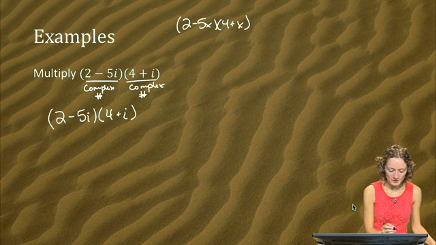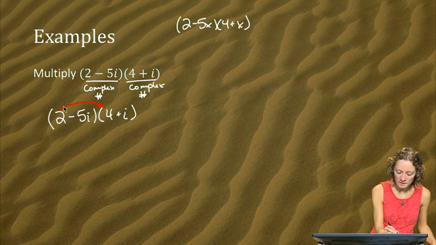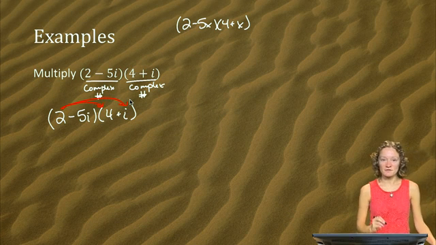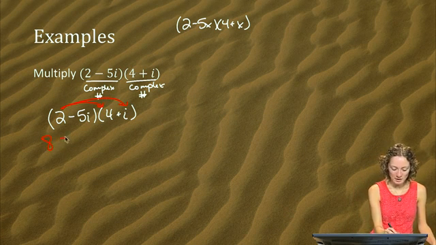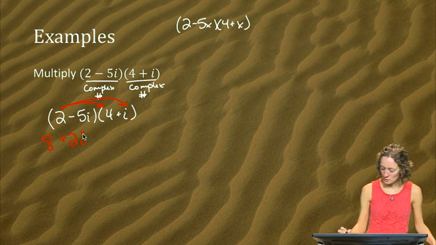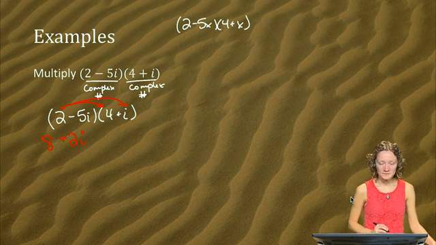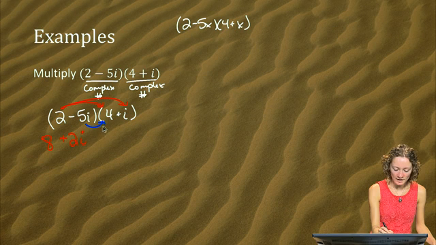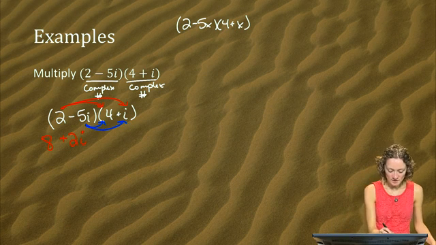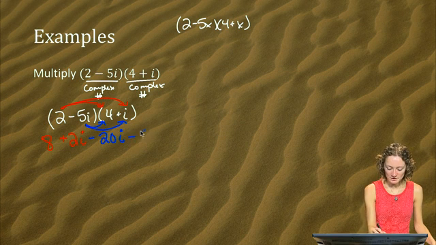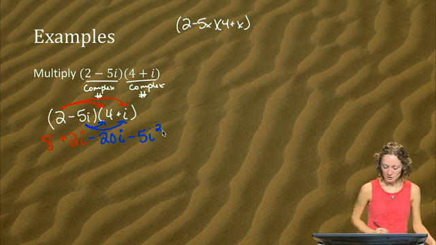So let's use some color. First, we'll take the 2 and multiply it by everything in that second parentheses. So we get 8 plus 2i. Then we take the negative 5i and distribute it to everything in the second parentheses, giving us negative 20i minus 5i squared.